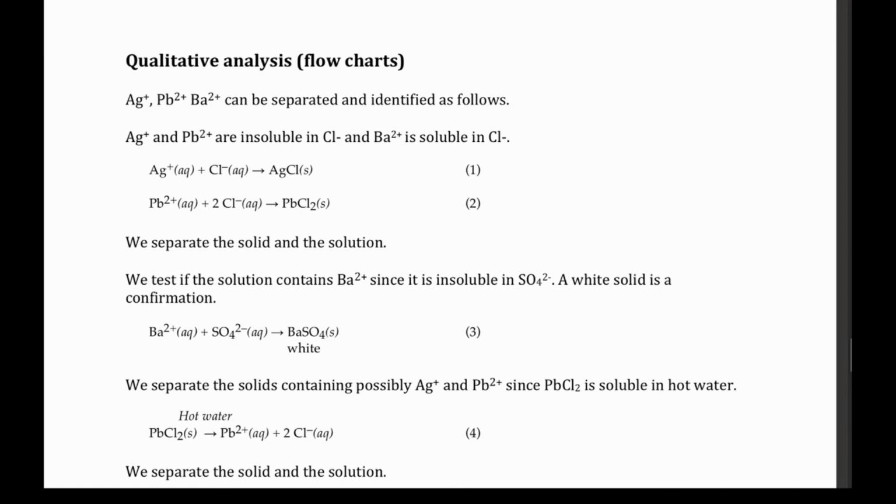So let's say that we have a mixture of silver ions, lead ions, and barium ions. So we have Ag+, Pb2+, and Ba2+. Now, how we would use this in practice is we in the lab will get an unknown, and that unknown could be composed of all three of these ions, one of the ions, or two of the ions. And our job would be to figure out which ions are present.